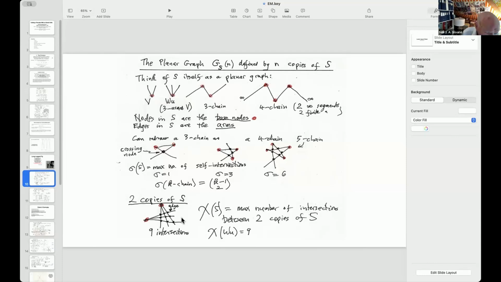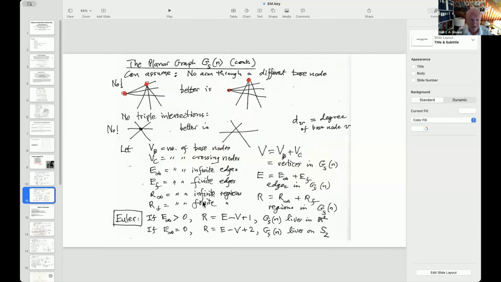Now suppose we have 2 copies of S. Here are 2 copies of a WU. They've got 2 base nodes, and the arms intersect. Well, they could intersect not at all if the arms pointed in different directions. The maximum number of intersections you can get is 9 if all 3 arms cross all 3 other arms. And I call that number chi. Chi of S is the maximum number of crossings you can get with 2 copies of S. So we've got 2 parameters, sigma of S and chi of S. And in many simple cases, if you know them, it's enough to work out the answer to the number of regions.